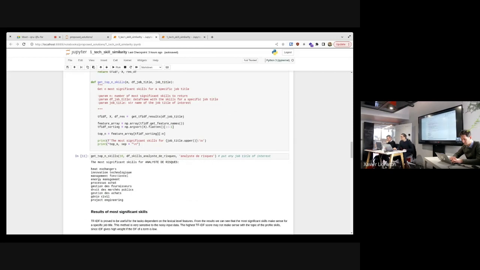So when we do this, what we find is, for example, the most significant skills for the risk analyst profession are these skills. It's not great, but that's kind of what you were saying. The data is not great, so that's what we can do with this data. Yeah, not amazing.